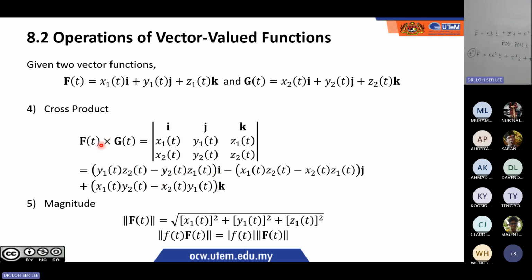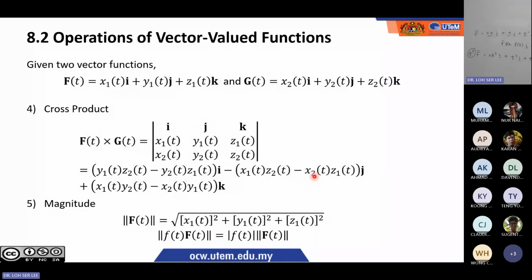For the cross product, f is x1, y1, z1 and g is x2, y2, z2. So you have to follow the sequence. At the top, this is i, j, k. You just use the way that you compute a determinant to find the answer. We will start from this direction first. So this is y1, z2, i, and with this you have x2, z1, j.